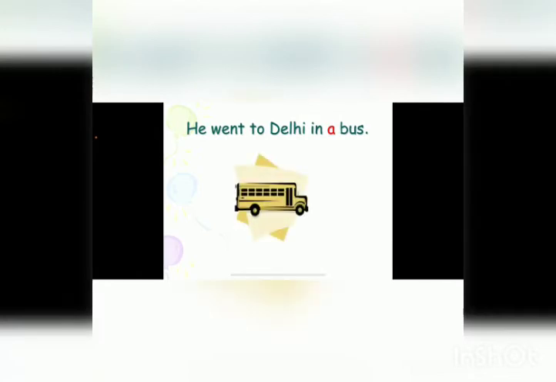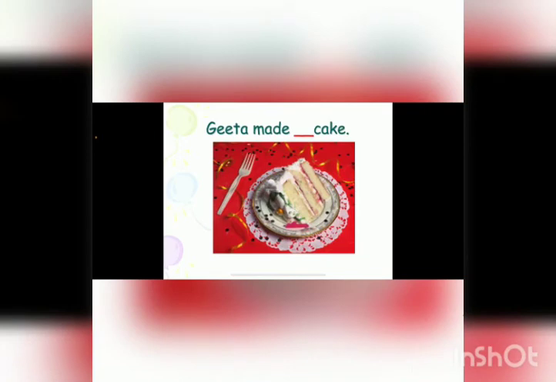He went to Delhi in dash bus. Here the word bus begins with the consonant sound b. So we're going to use article a and we're going to say he went to Delhi in a bus. Geeta made dash cake. Here the word cake begins with the consonant sound k. So we're going to use article a. And we say Geeta made a cake.